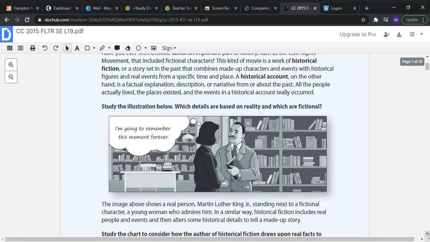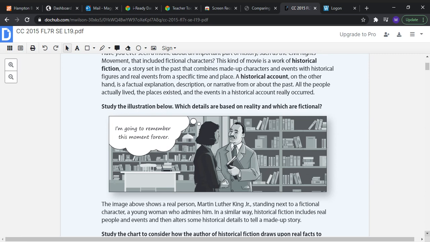It says, study the illustration below. Which details are based on reality and which are fictional? Well, in the illustration, I see someone who I recognize immediately, which is Dr. Martin Luther King Jr., who I know was a real person who actually existed during the civil rights movement. Now, I can see that there's another person who I don't recognize, and also I can see that she has dialogue, or at least she's thinking, which means that that's probably made up information.